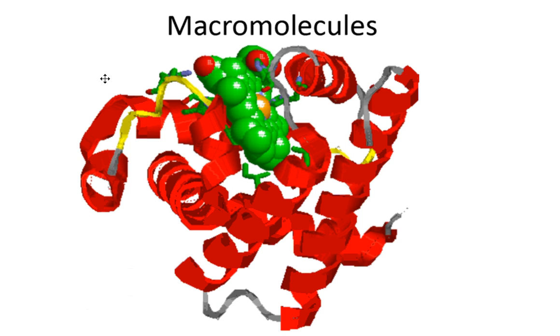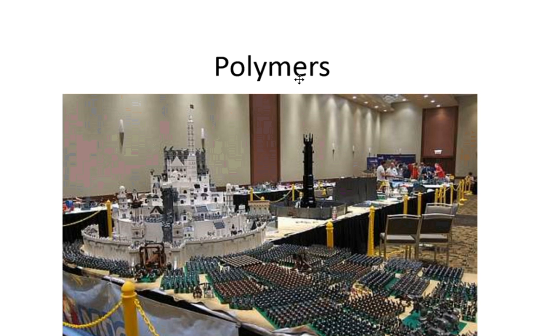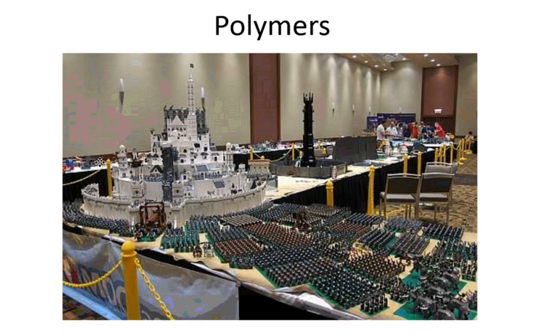So what is a macromolecule? A macromolecule is a large molecule. Macro means large, as opposed to micro, which means small. Macromolecules are large molecules. They're found in 4 classes in living things: carbohydrates, lipids, proteins, and nucleic acids. I like that picture.